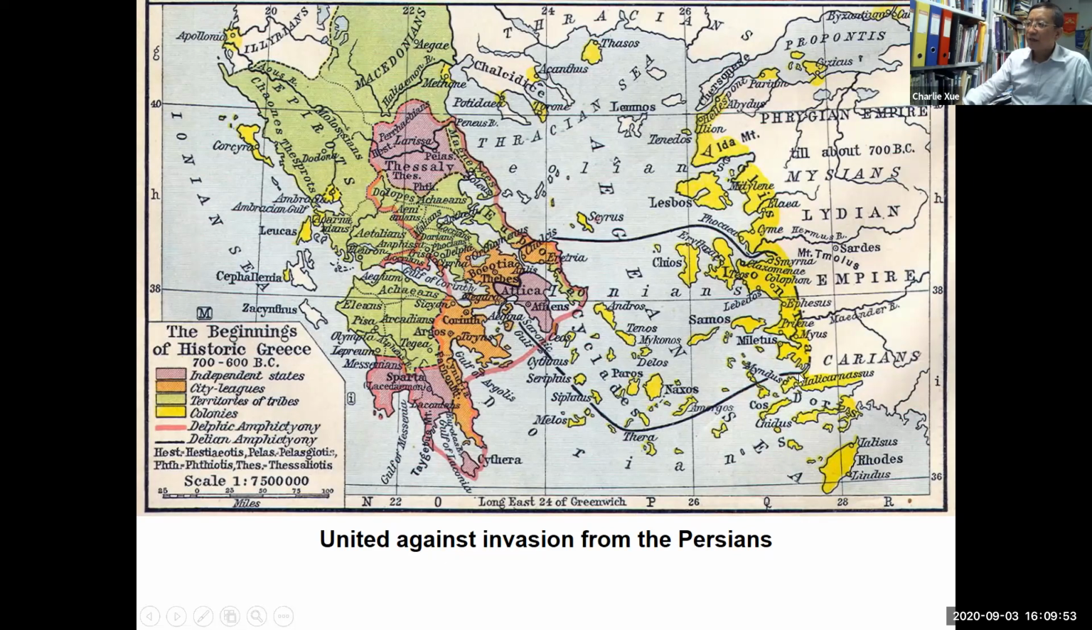Then the Persians come from here. Sometimes they would cross the sea to reach the area. So many small states wanted to unite, so that they could resist the Persians. So this is the whole area of Greece.